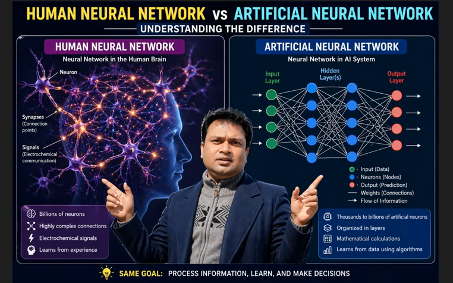Simple analogy. Think of a neural network like a student, where input equals questions, processing equals thinking, output equals answers. With more practice, the student improves. The same happens with neural networks. If you understood even 50% of this video, you are already ahead of many beginners in AI.